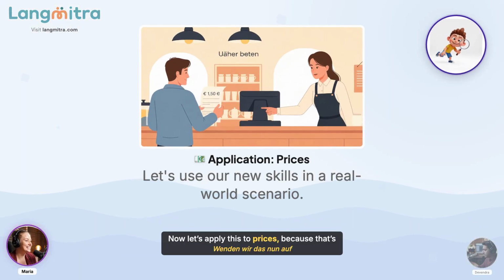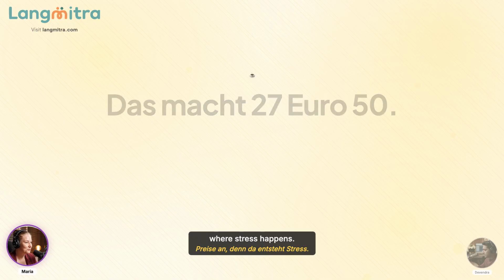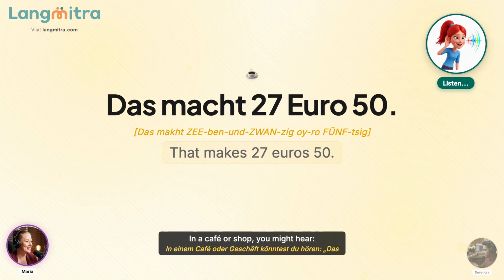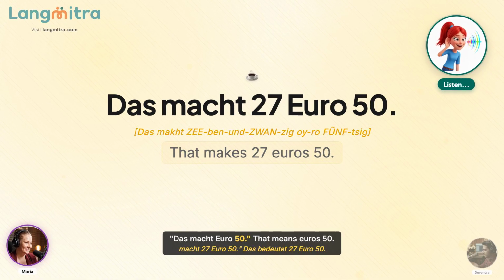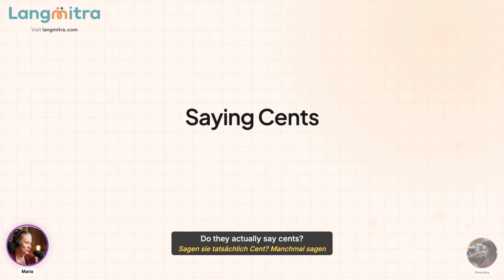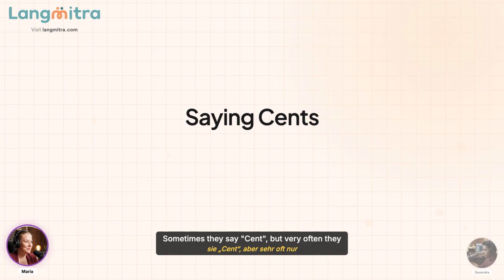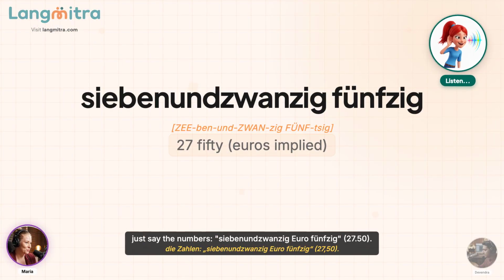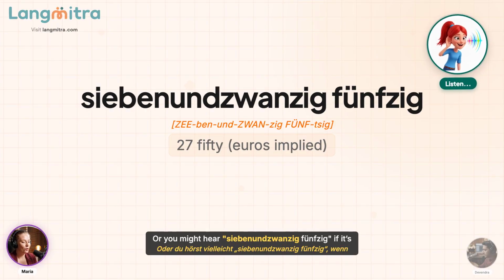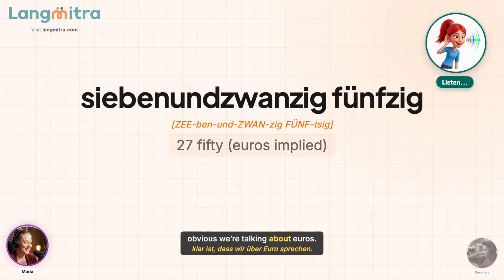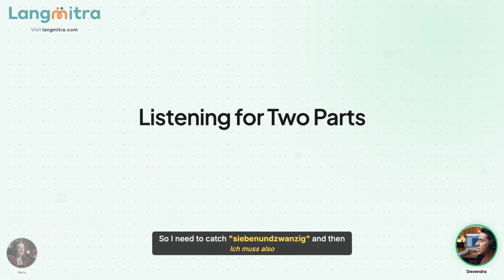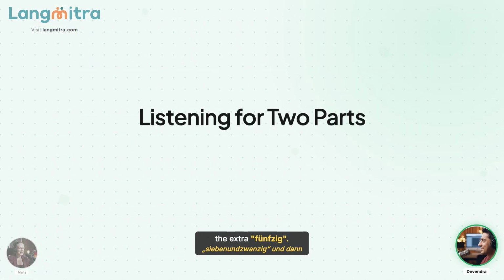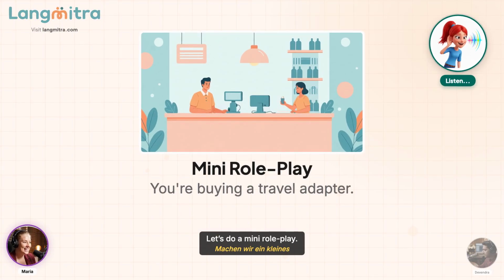Now let's apply this to prices, because that's where stress happens. In a cafe or shop, you might hear, "Das macht 27,50 €." That means 27 euros 50. Do they actually say cents? Sometimes they say cent, but very often they just say the numbers. 27,50 €, siebenundzwanzig fünfzig. Or you might hear it if it's obvious we're talking about euros. So I need to catch 27 and then the extra 50. Exactly. Let's do a mini role play.